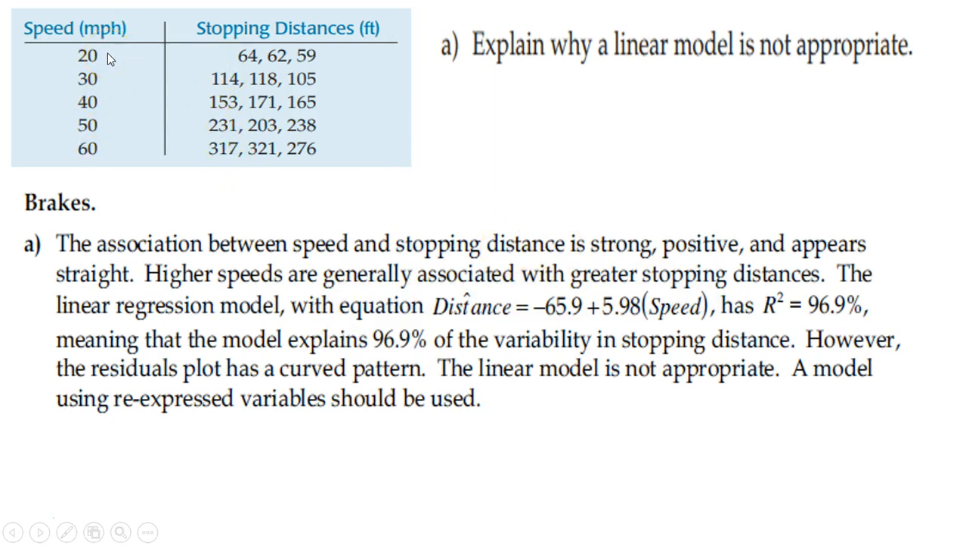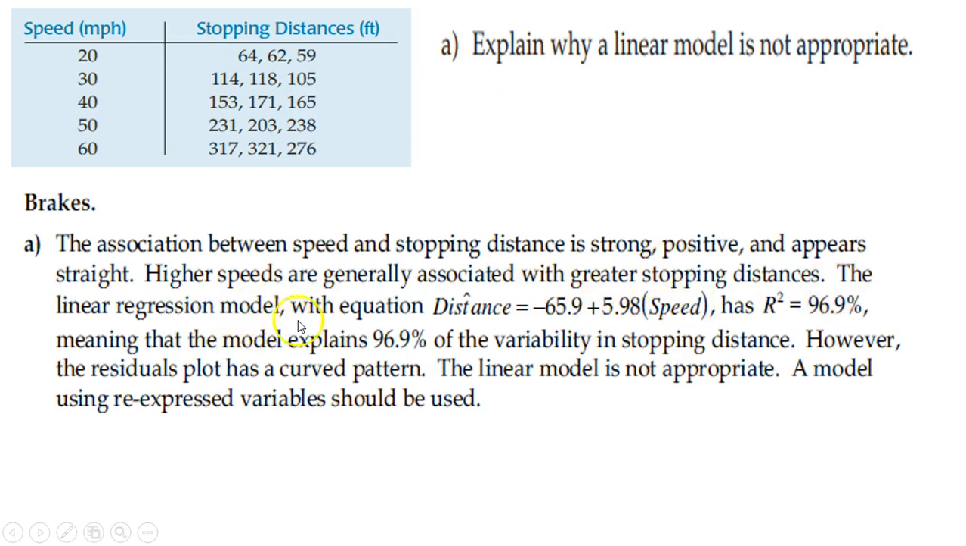The point I'm getting at is that how could I see this without it? It does appear to be going up. At speeds of 20, 30, they keep going up. So it does look like, regardless of where you plotted the points, that they do appear to be going up. It does appear to be positive. It would appear to be kind of straight, like they aren't out of the ordinary. So it says higher speeds are generally associated with greater stopping distance.